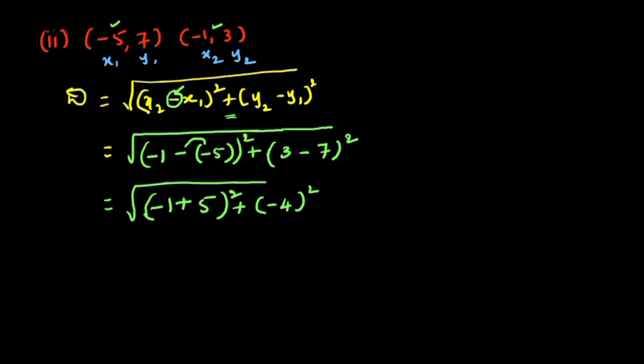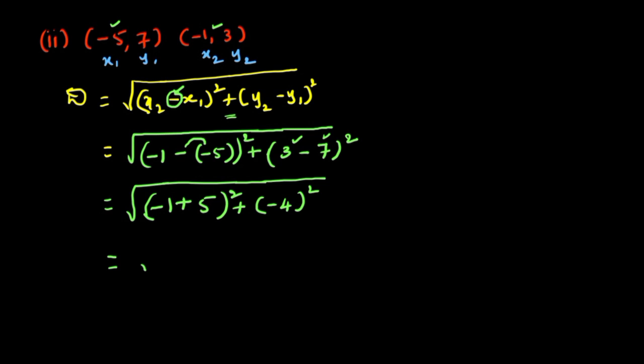3 minus 7 is minus 4, because one is a positive number and one is a negative number. So definitely we should subtract here. When we are subtracting from a big number to a small number, here the big number is 7, and 7 has the minus, so the result is minus 4.